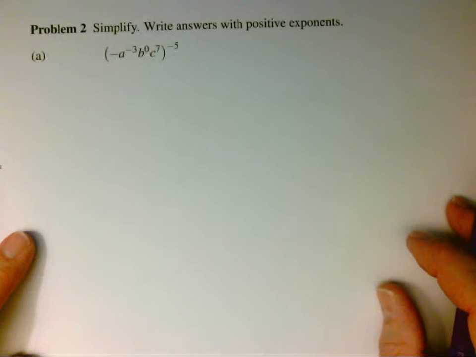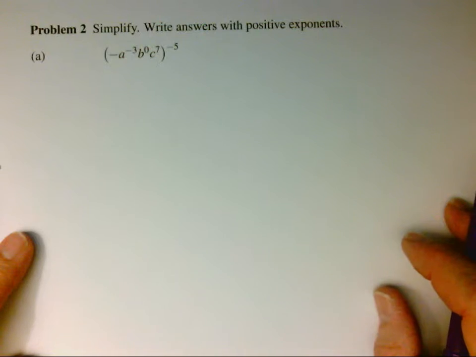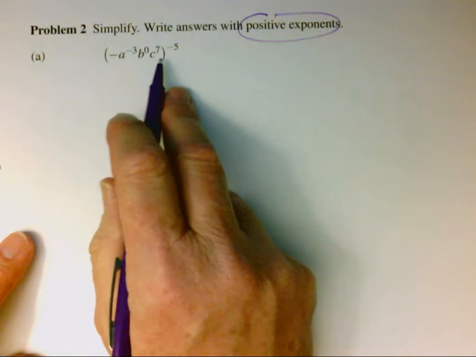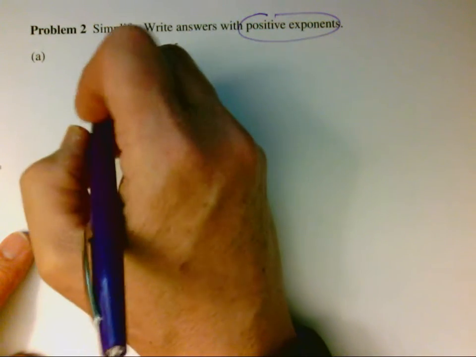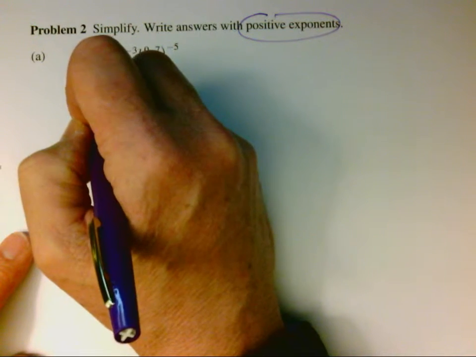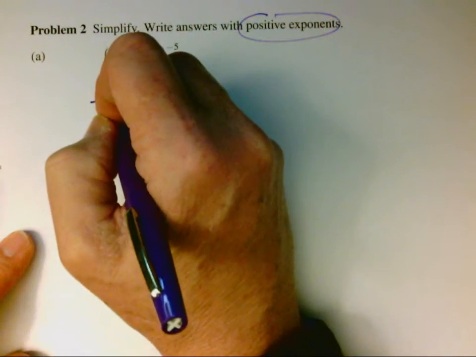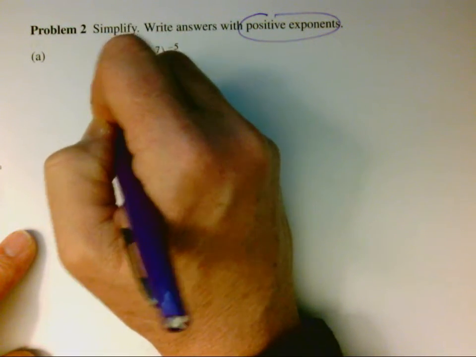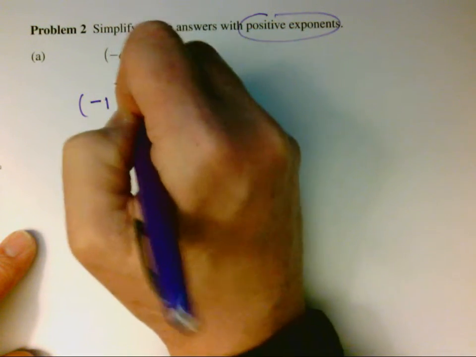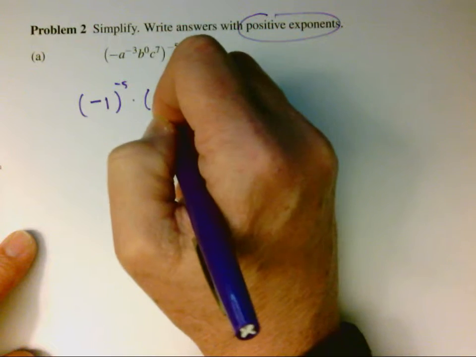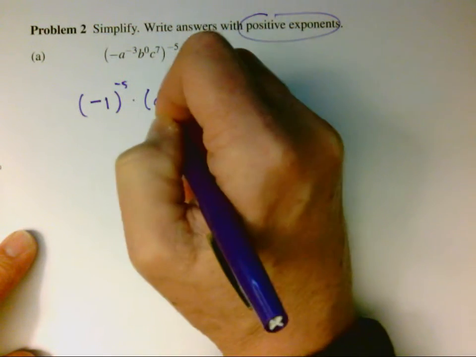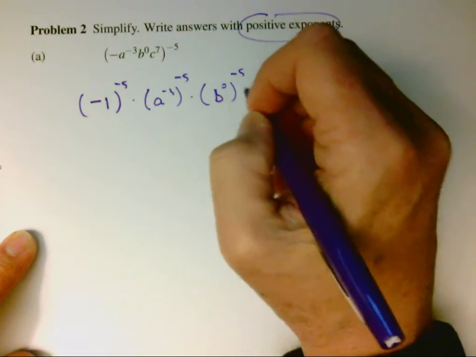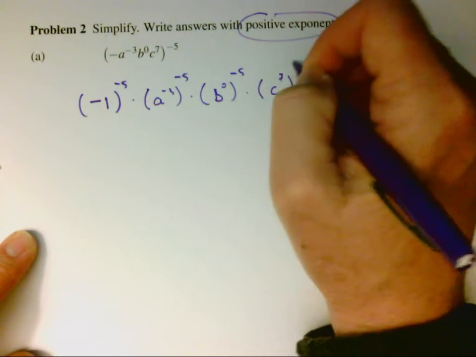So let's see. Once again, simplify polynomial-like things, and we once again want positive exponents. We're using that nested exponents property here with the distributing. This is a negative 1 to the negative 5 times a to the negative 3 to the negative 5 times b to the 0 to the negative 5 times c to the 7 to the negative 5.